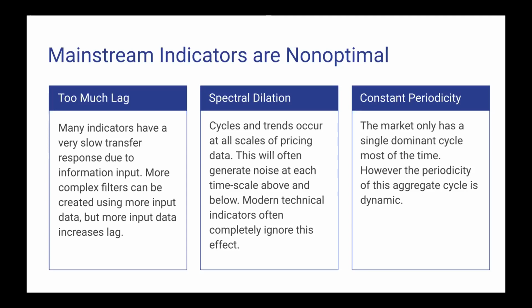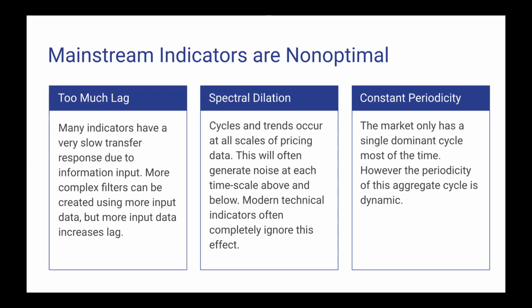Another problem with mainstream indicators is they don't account for something called spectral dilation. This ties into that whole scaling aspect of prices, where at every single scale, prices are either cycling or trending. But what traders are often not privy to is the fact that at any observable scale, the cycles and trends that are happening above and below are actually influencing the measurement that you're taking of the current time period. Essentially, this comes up as what would be referred to as aliasing noise, right? And we'll get into that further later.